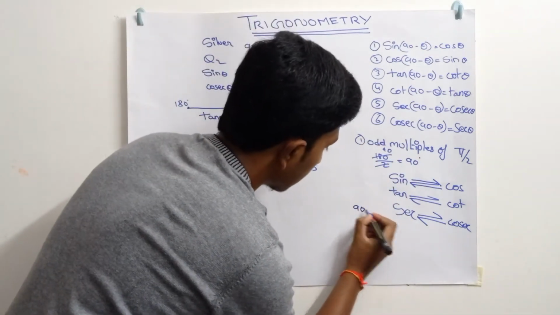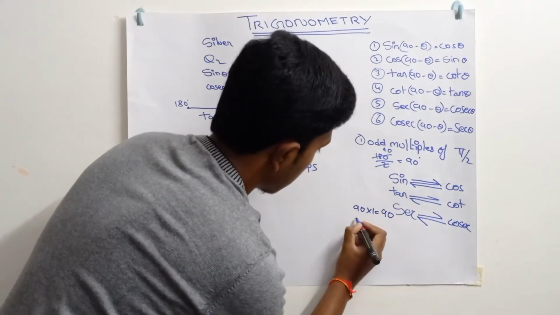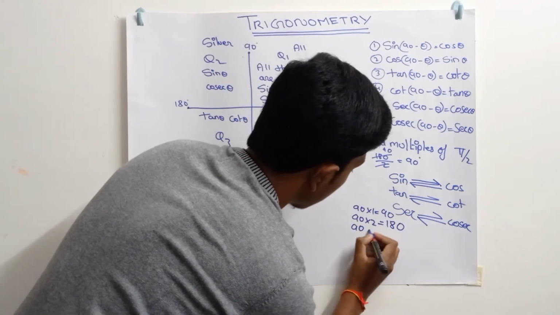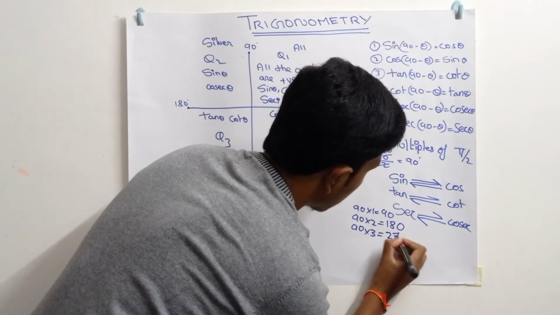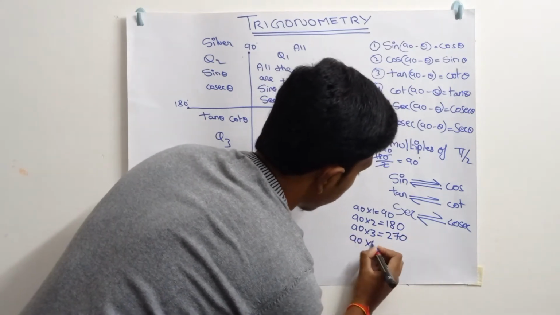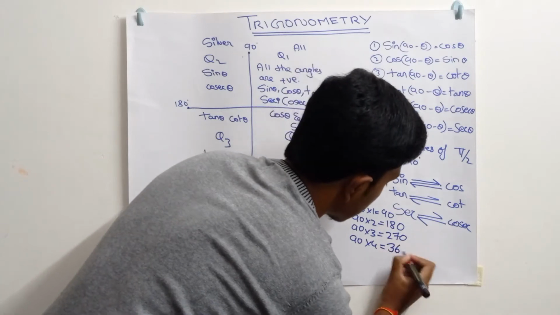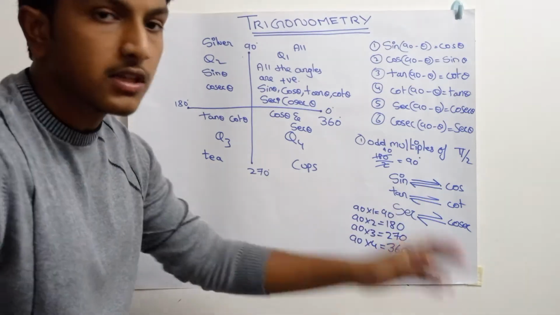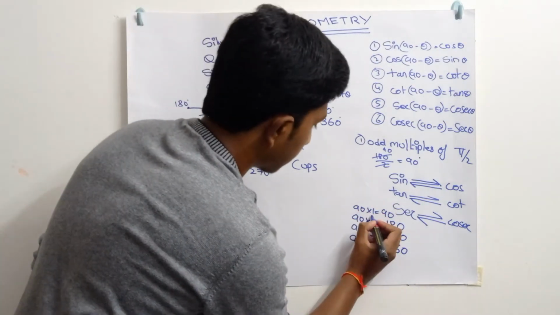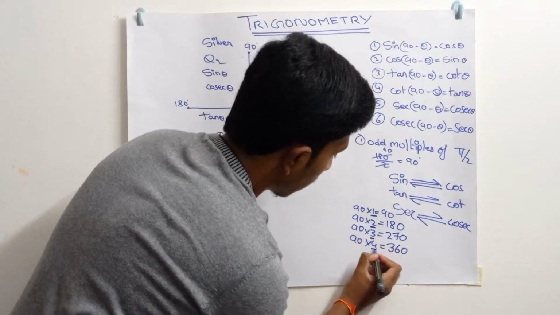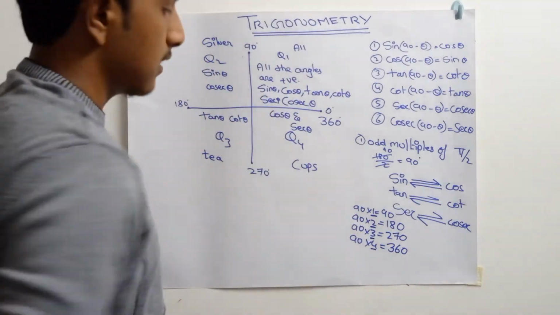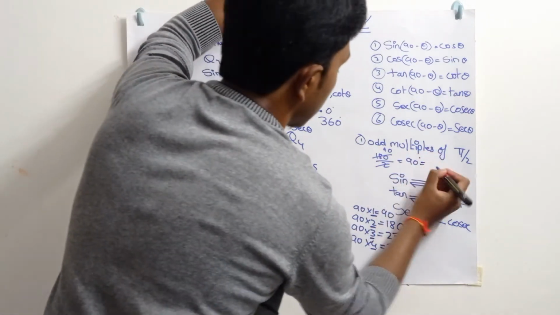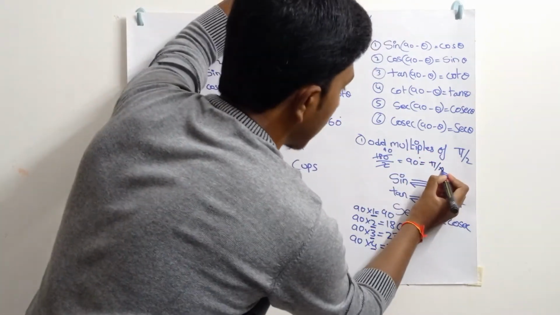Now the multiples: 1 times is 90, 2 times is 180, 3 times is 270, 4 times is 360. Among 1, 2, 3, 4, you say what are the odd multiples of 90? Remember that pi by 2 means nothing but 90.